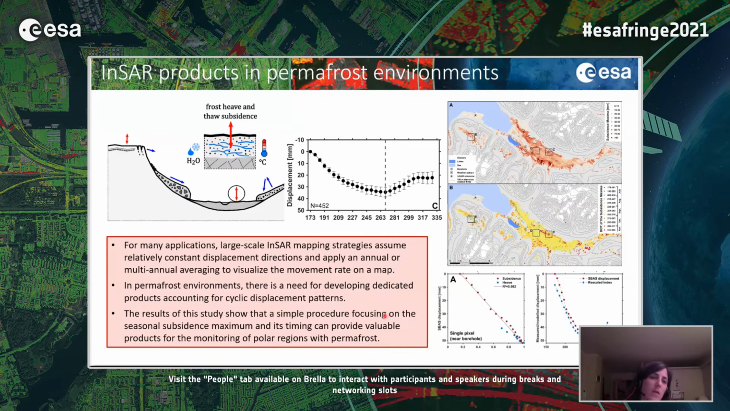And the results of this study show that with a relatively simple procedure, focusing only on the seasonal subsidence maximum and its timing, we can provide already some valuable products for the monitoring of polar regions.